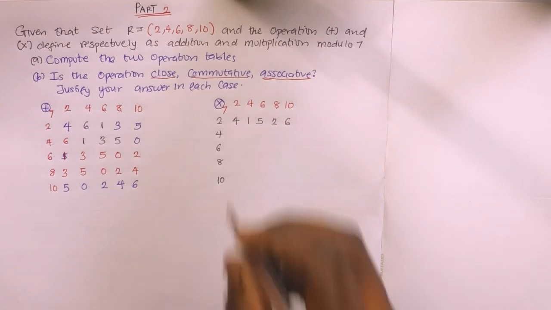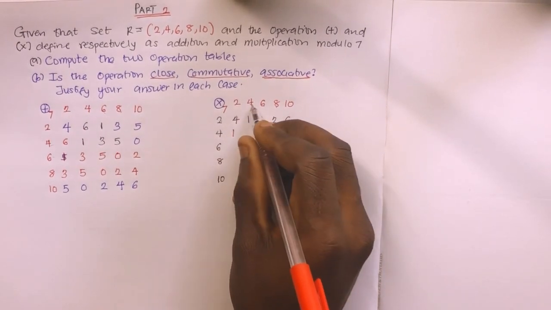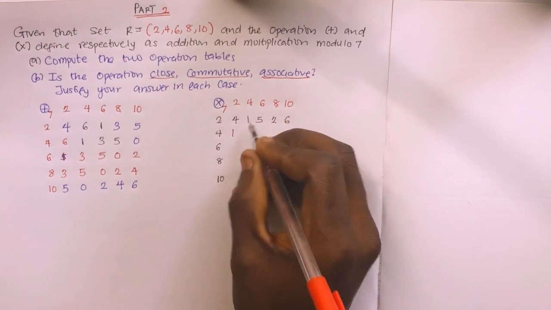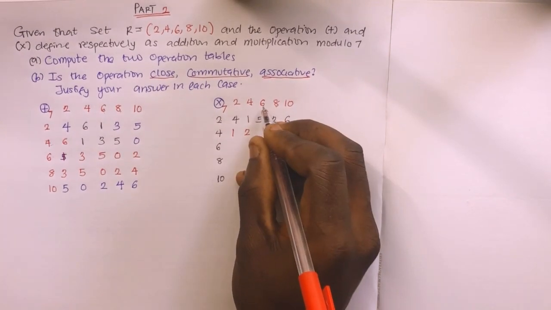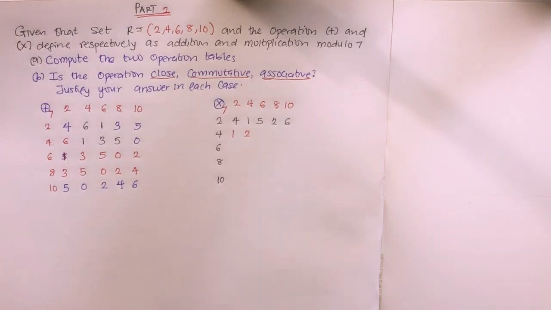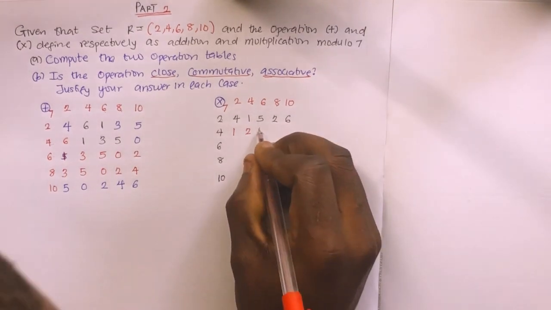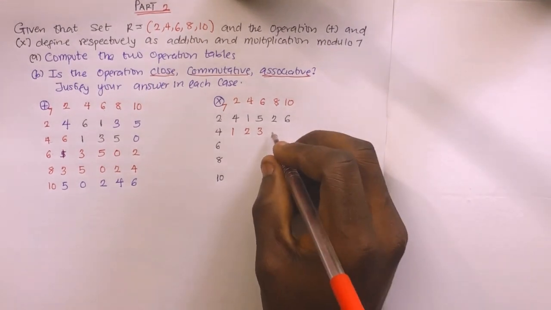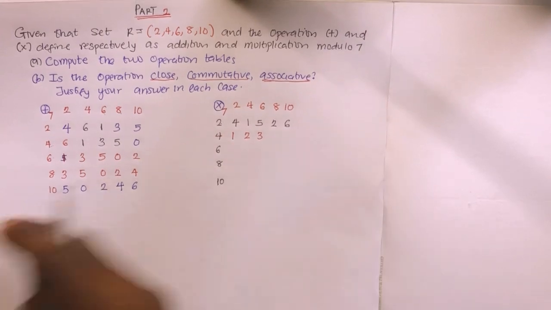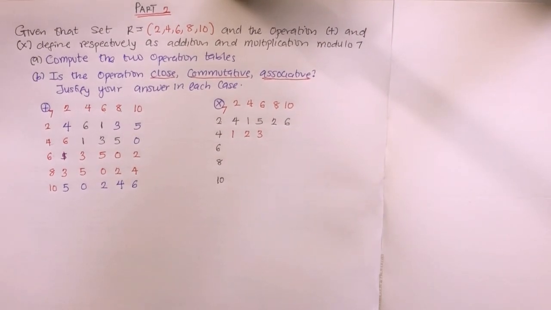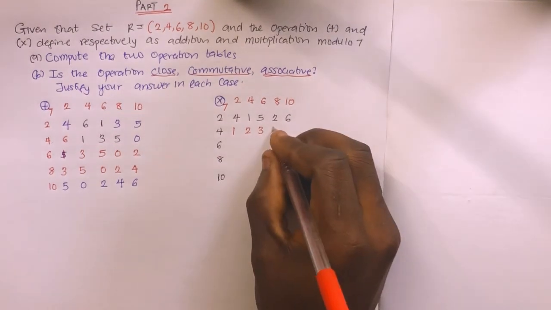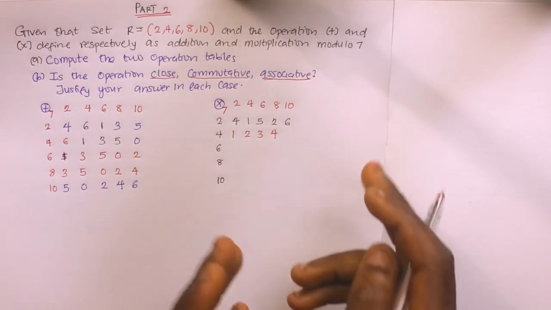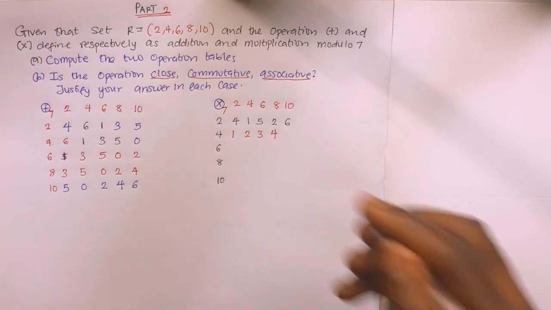Then the second row, 4 star 2 is 8, we have 1. 4 star 4, that's 16, we are going to have 2. 4 star 6, that's 24, you have a 3 as remainder. Then 4 star 8 is 32. Seven times 4 is 28, so the remainder should be 4. Then 4 star 10, that's 40. In 40 we have 35, so we have 5.